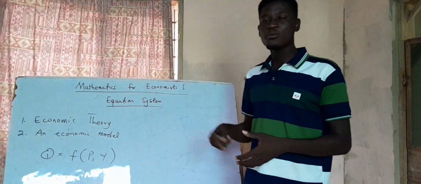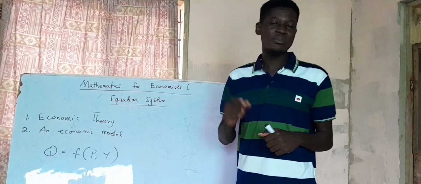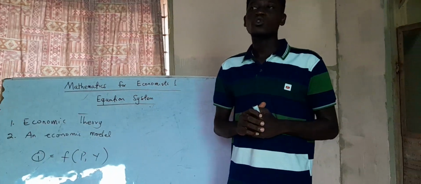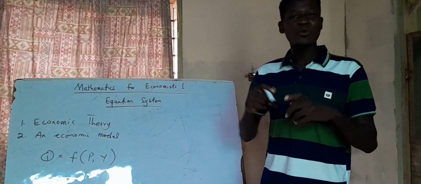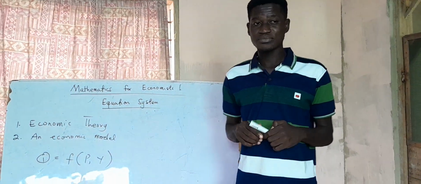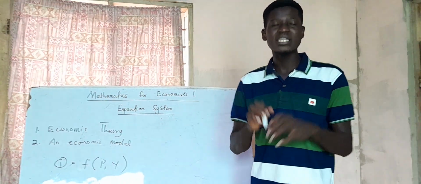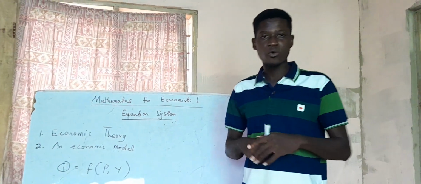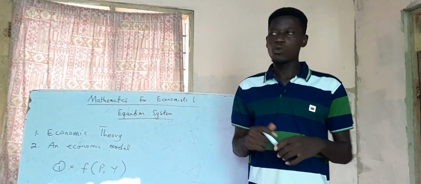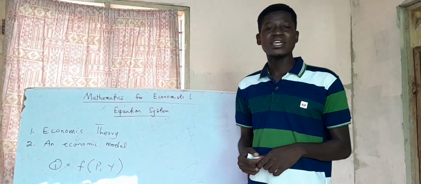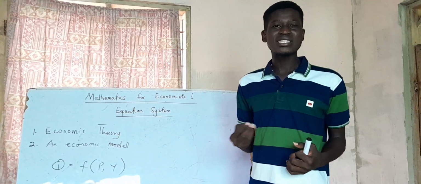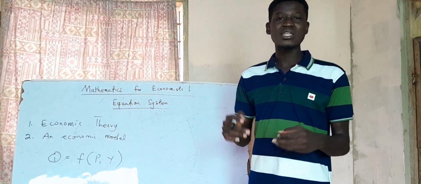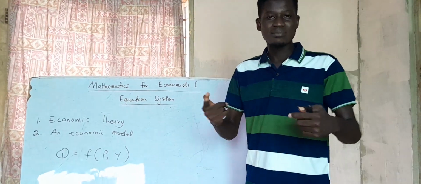When we talk about economic theory, it is simply an abstraction from reality. You are abstracting from reality. The real world is complex, and because it is complex, economists tend to represent its complexities in a simplified form. So economic theory simplifies what pertains to real-world situations.